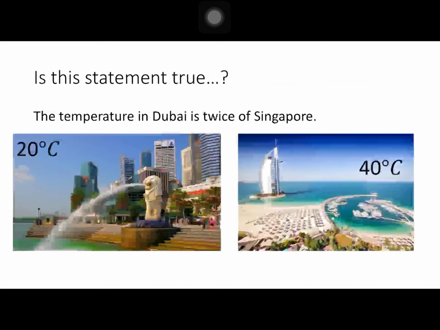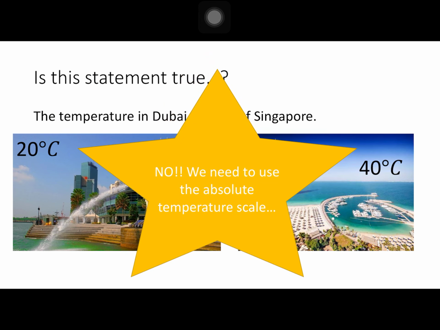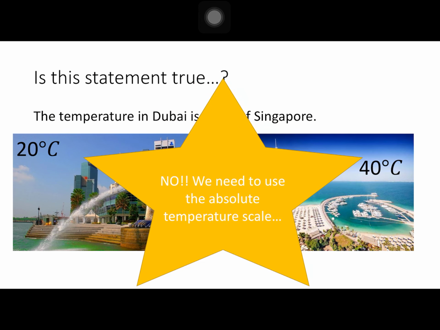Now, is this statement true? The temperature in Dubai is twice of Singapore. Do you agree? Most of you will agree, right? Because 40 degrees is twice of 20 degrees. But you need to know that we need to use the absolute temperature scale. Alright, so when it comes to temperature, we cannot use degrees Celsius because that is not an SI unit.